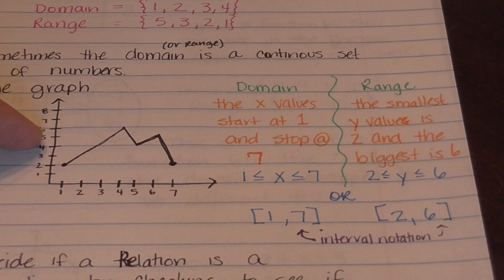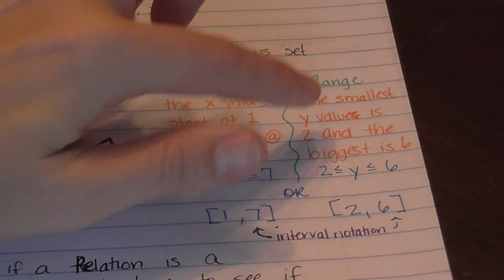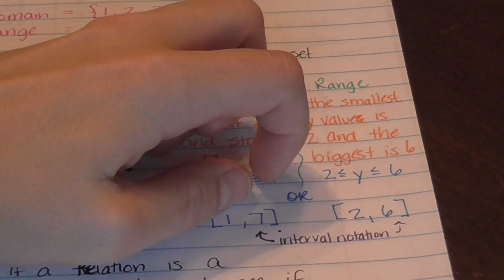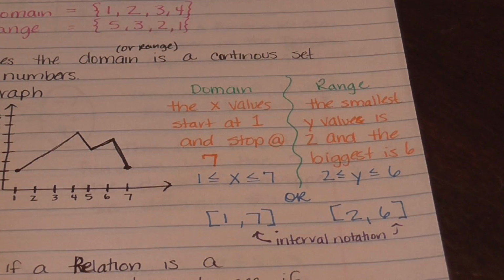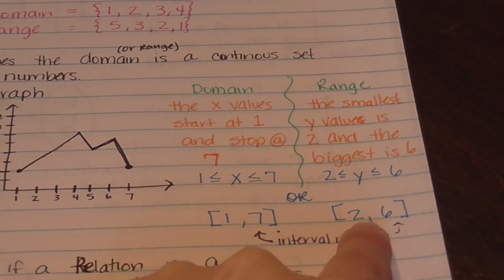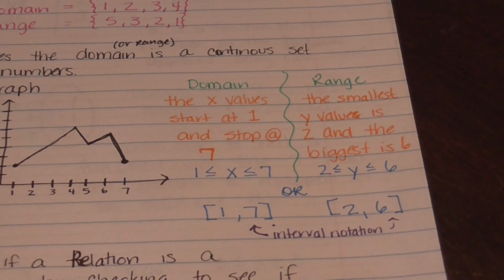So the highest point is 6. Since the smallest value is 2 and the biggest value is 6, I write it as 2 and 6, put a Y in the middle, put my less than or equal to signs. I can rewrite that as bracket 2, comma 6, and then close the bracket on this end.